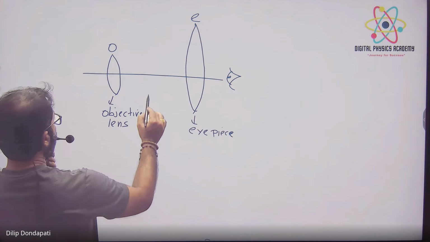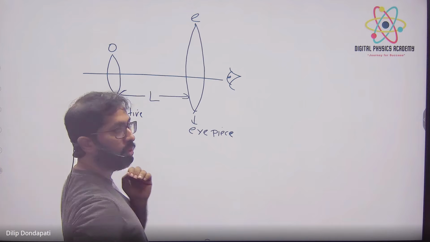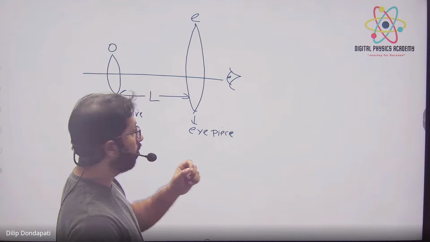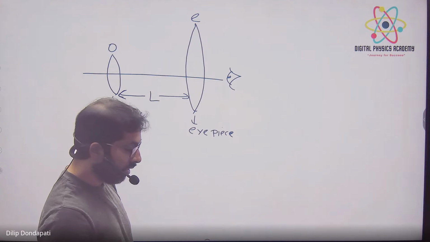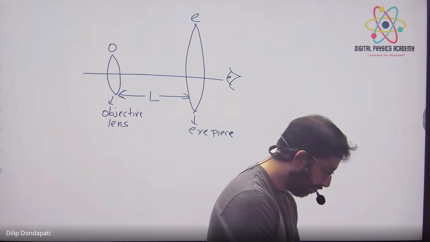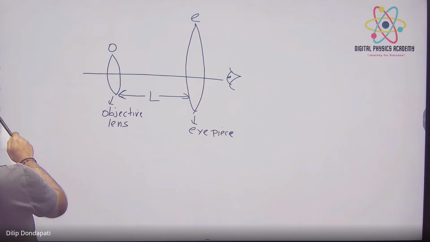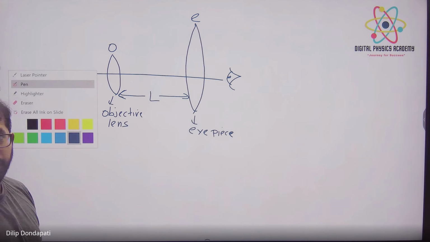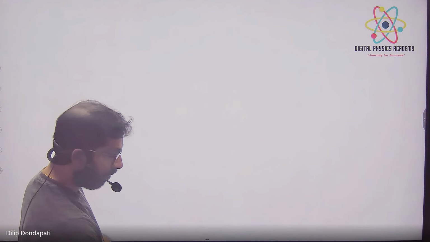And distance between the lens को क्या बोलते हैं? Length of the compound microscope. Length of the compound microscope. They will ask what is the length of the compound microscope means. If you can find the distance between objective lens and eyepiece lens, खलास हो जाएगा. चलो. Now we'll see the ray diagram for this one. Copied Satvik? Done. Sure.